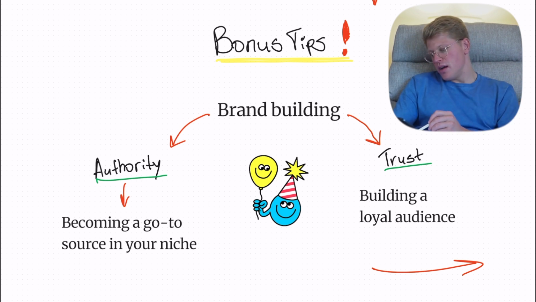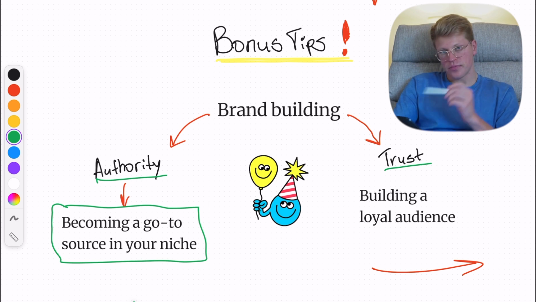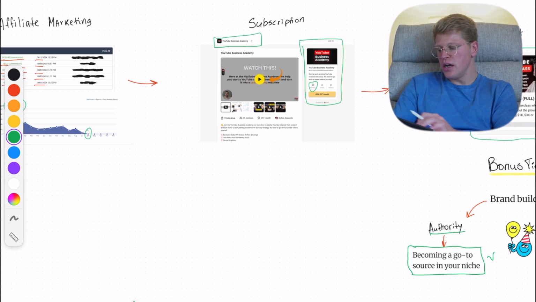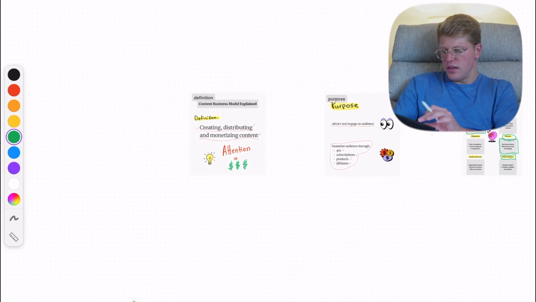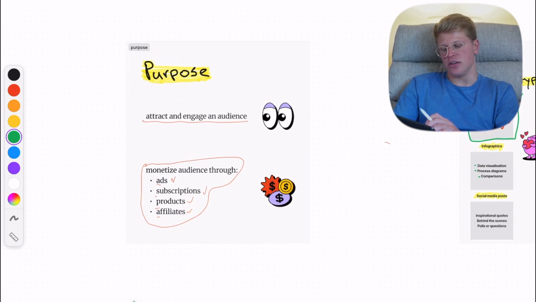So you need to become a go-to source in your niche. That's authority. And you need to build a loyal audience. Okay? These two things are the most important when it comes to building a brand, right? Because like we remember earlier, the purpose is to attract and engage an audience and then monetize it, right?